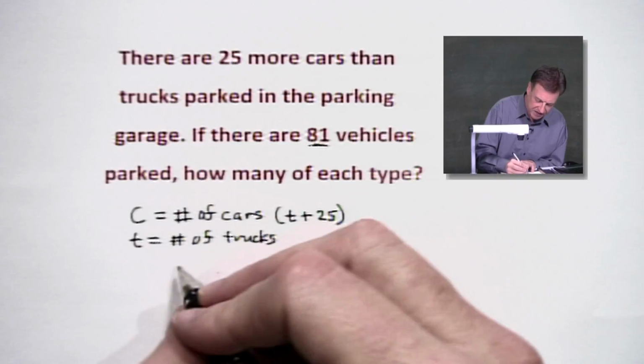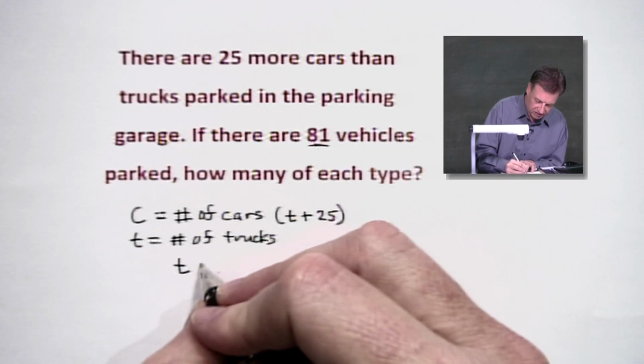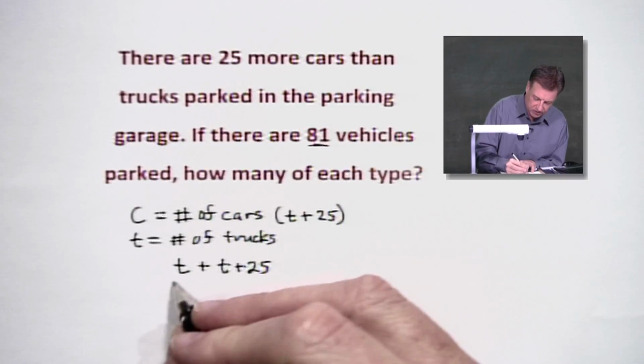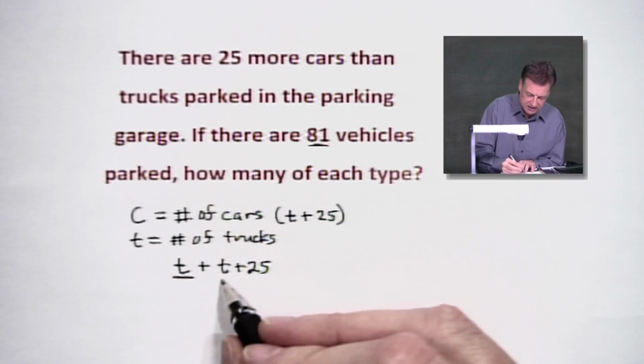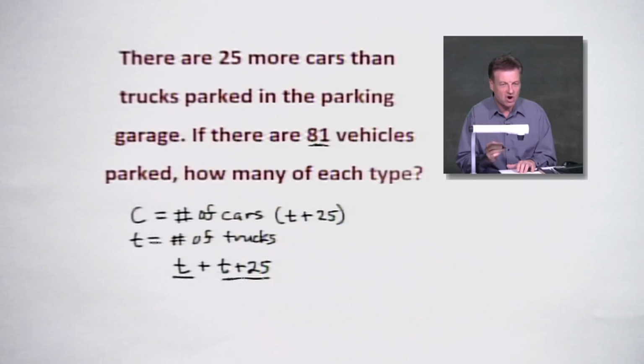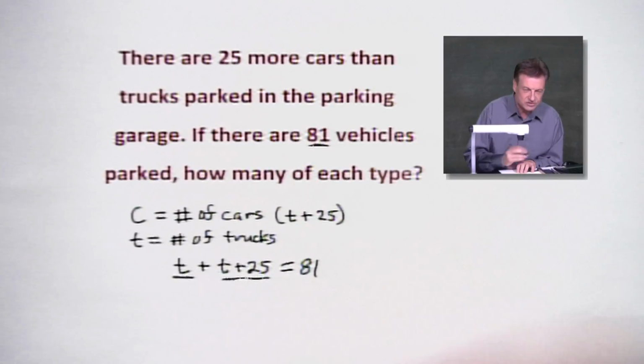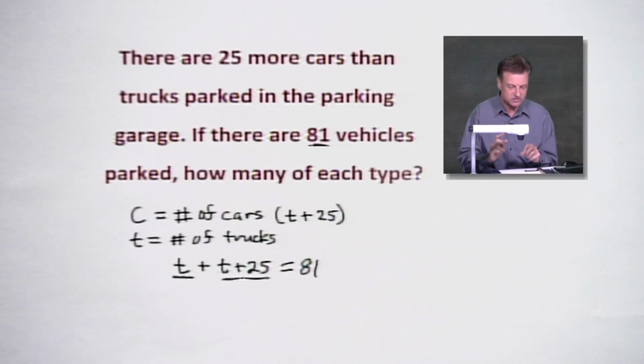Let's pick it up as trucks plus number of cars. And you see what I'm doing? T is the number of trucks. T plus 25 will be our number of cars. And let's let those add up to 81. That's our story here, folks.